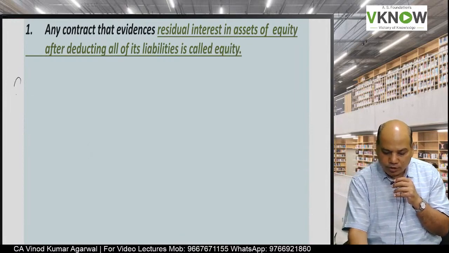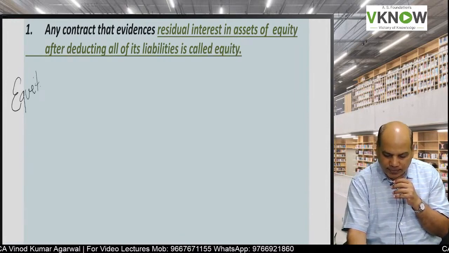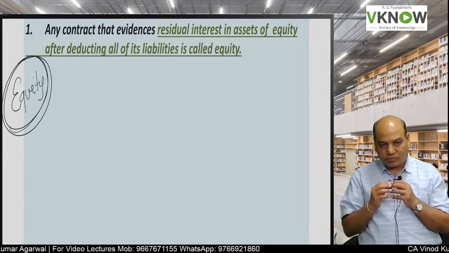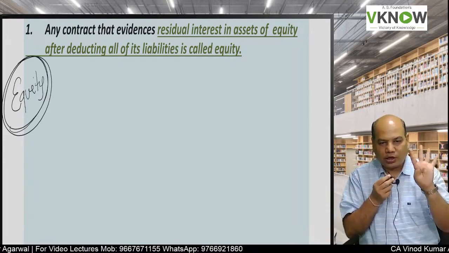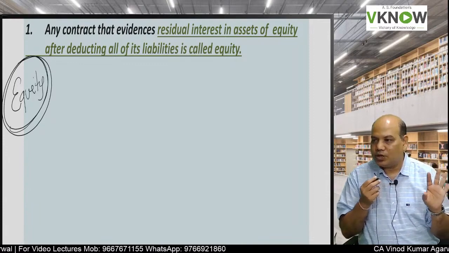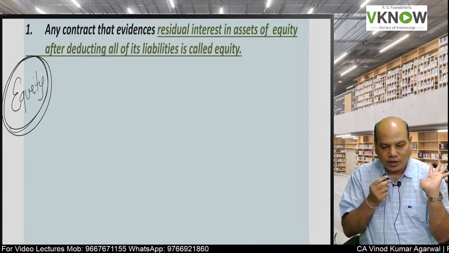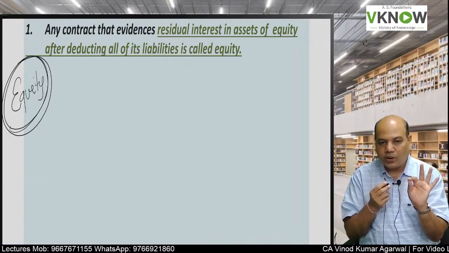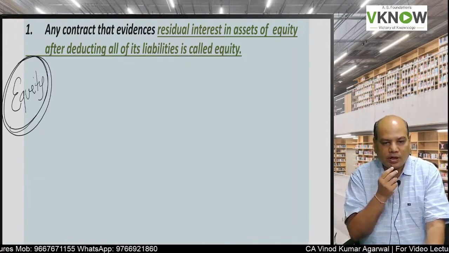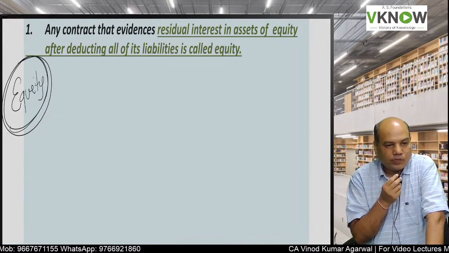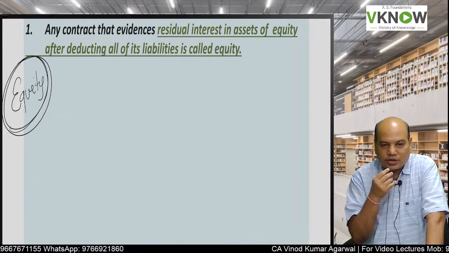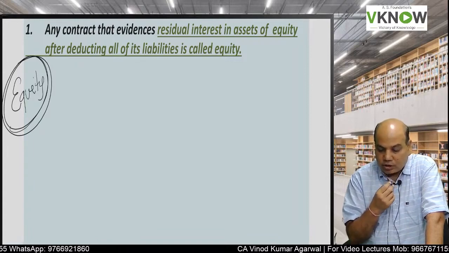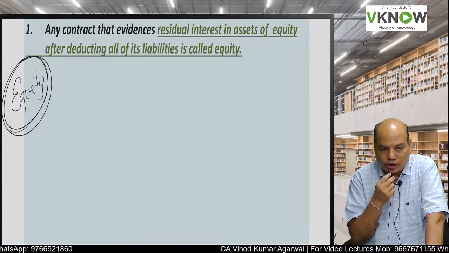Now, what is the meaning of equity? We have seen financial liability, 4 elements are there. We have seen some special cases of financial liability. We have seen financial asset, there are 6 elements. More about financial asset in another standard, IND AS 109. Now next is the definition of equity.